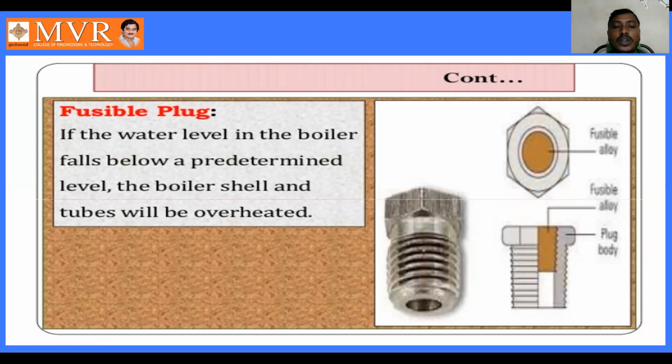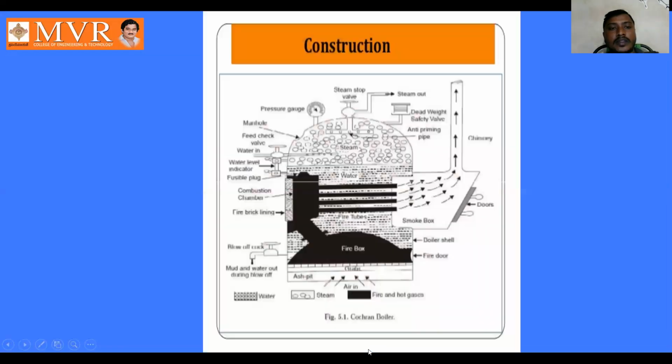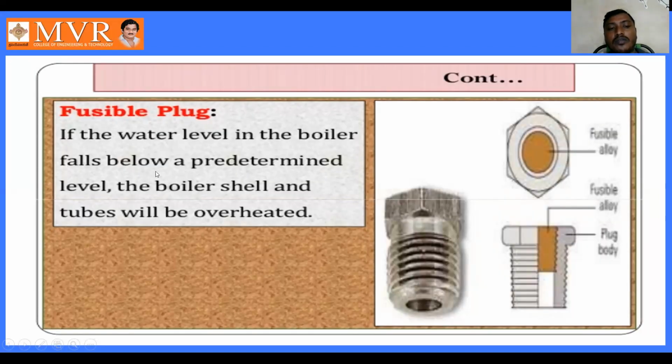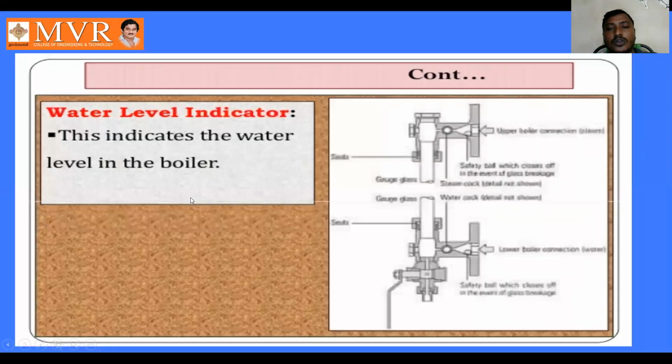For controlling this overheating, we are using the fusible plug here in the boiler. As we studied, if the water level in the boiler falls below a predetermined level, the boiler shell and tubes will be overheated. For controlling this overheating of the boiler shell and tubes, the fusible plug is used.